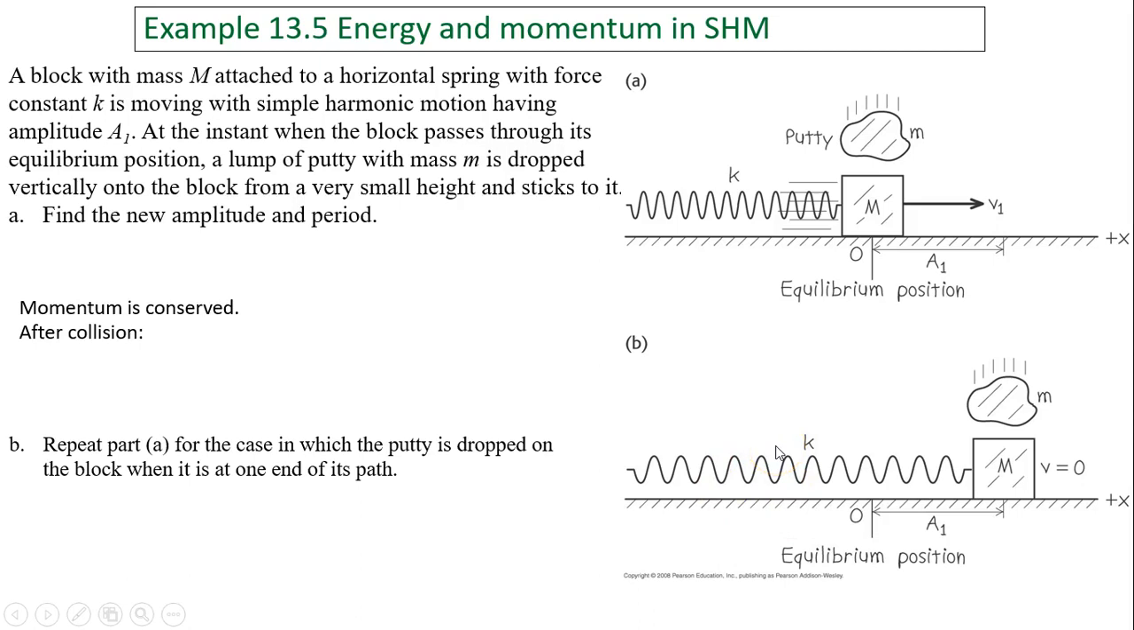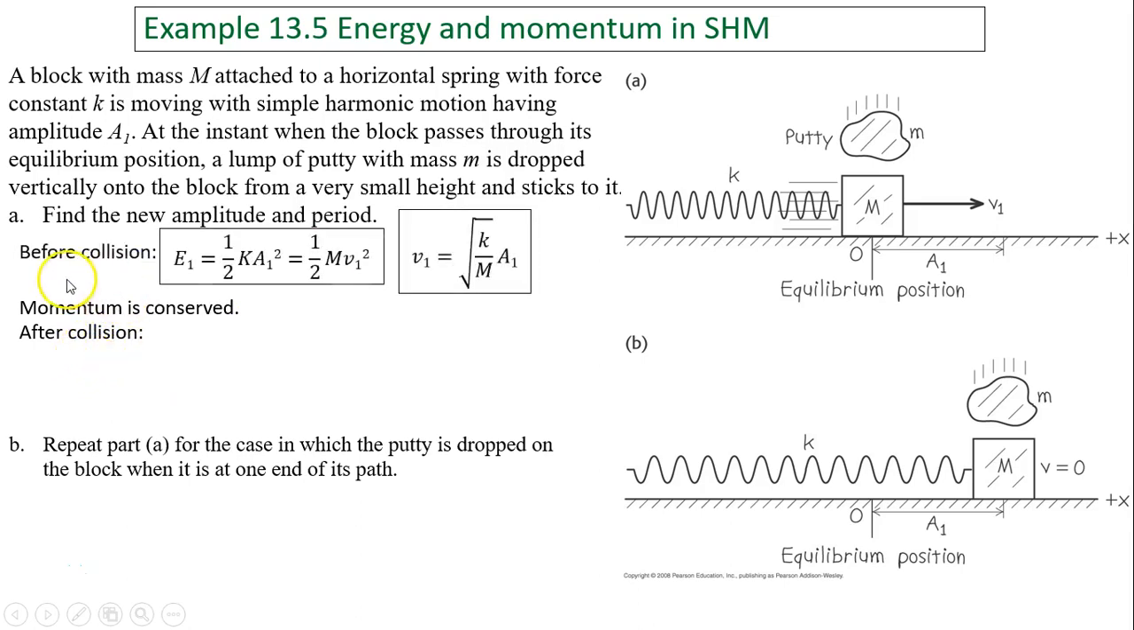Okay, another example. A block with mass m attached to a horizontal spring with a force constant k is moving with simple harmonic motion having amplitude A1. At the instant when the block passes through its equilibrium position, a lump of putty with mass m is dropped vertically onto the block from a very small height and sticks to it, that means its horizontal velocity equals 0. Find the new amplitude and the period.